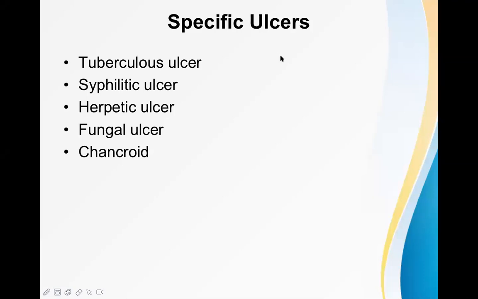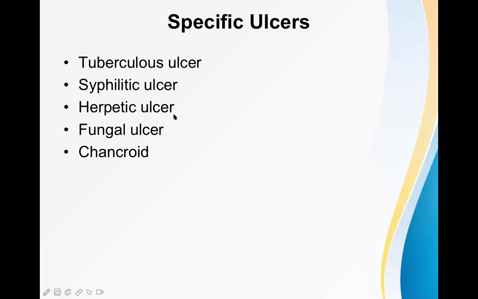Before the break, I was talking about different types of non-specific ulcer. Now, let's talk about the types of specific ones. The meaning of a specific ulcer is that we know the causative agent. Tuberculosis ulcer is caused by Mycobacterium tuberculosis. We know the etiology. Syphilitic ulcer is caused by Treponema pallidum, a type of bacteria, a type of spirochete, which falls under bacteriology.